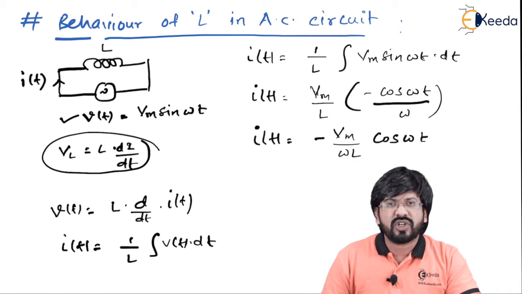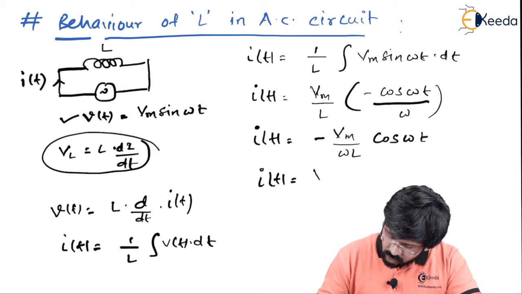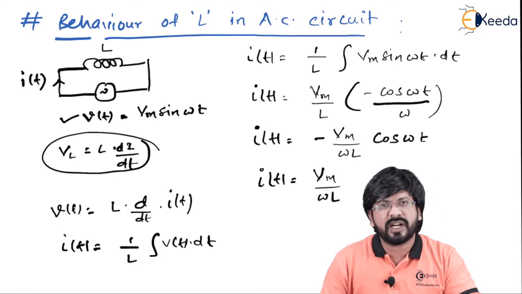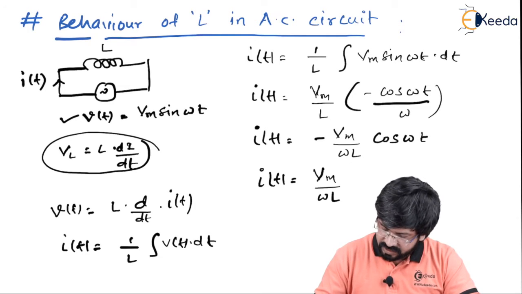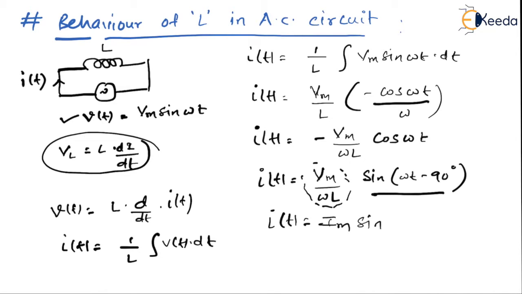We know that minus cos omega t can be replaced with sine of omega t minus 90 degree. So I can represent again I of t as Vm upon omega L, replacing minus cos omega t with sine of omega t minus 90 degree. In fact, now I can write I of t as, we know that if it's a sinusoidal signal, what we always have here is a peak value. In this case, it is a current equation. I should say this is nothing but Im sine of omega t minus 90 degree.